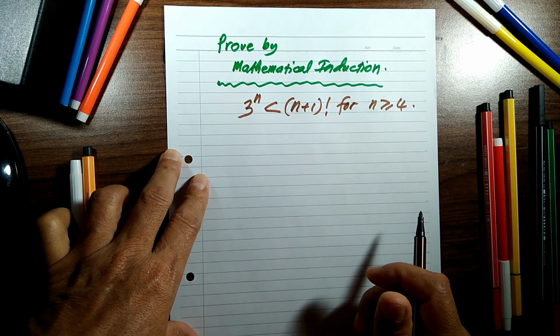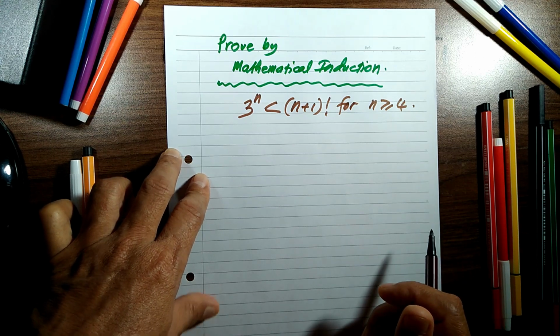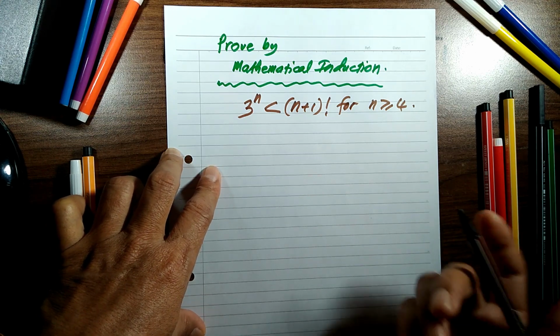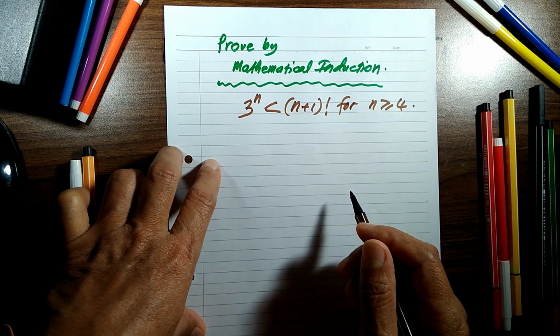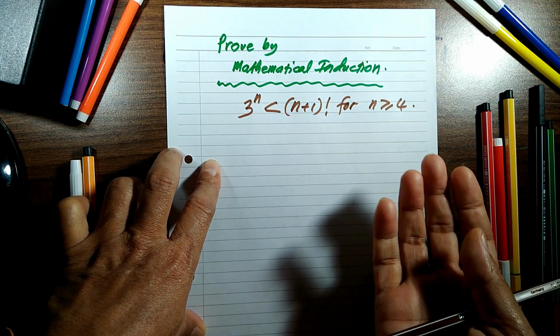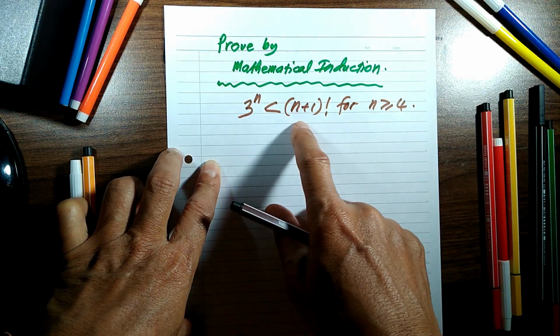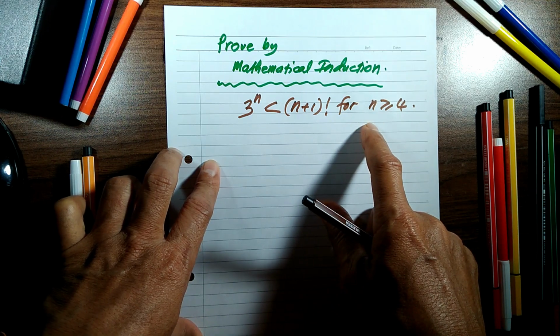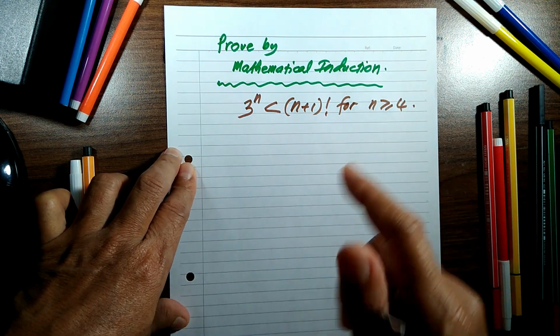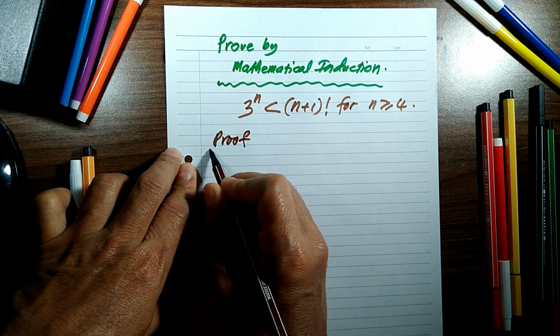Welcome again to our video on proving. But this time we are going to prove a statement by using mathematical induction. For example, this statement here where it involves inequality, that is 3 to the power n less than (n plus 1) factorial for n greater than or equal to 4. So let's prove this by using mathematical induction.